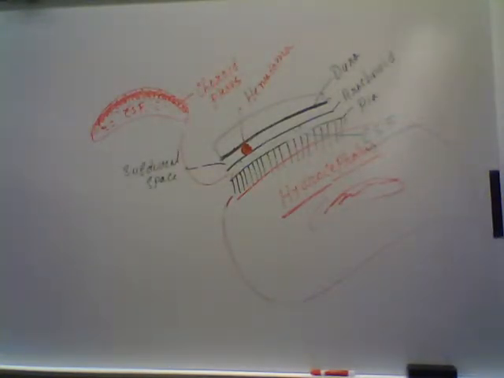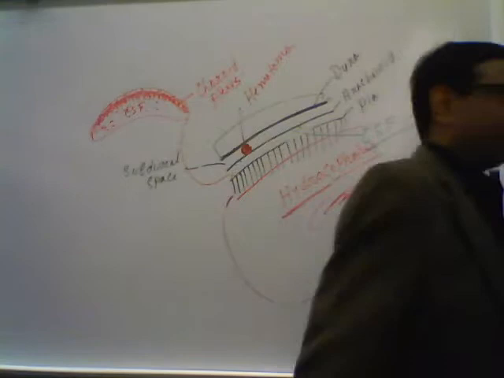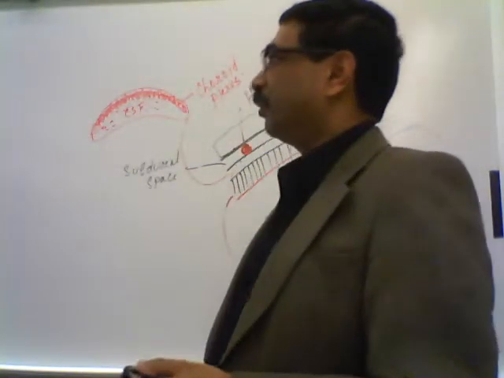From the ventricles, the cerebrospinal fluid will go around the brain, the subarachnoid space. Okay? Around the brain and the spinal cord.